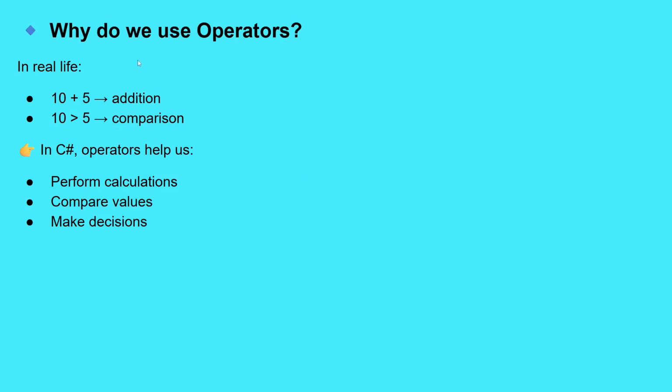Why do we use operators? In real life, 10 plus 5 is addition, 10 greater than 5 is comparison. In C Sharp, operators help us perform calculations, compare values, and make decisions.